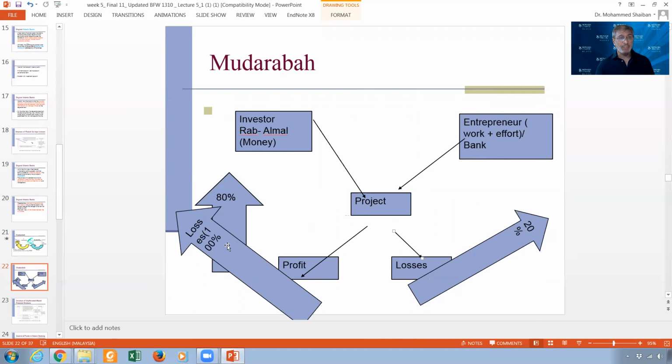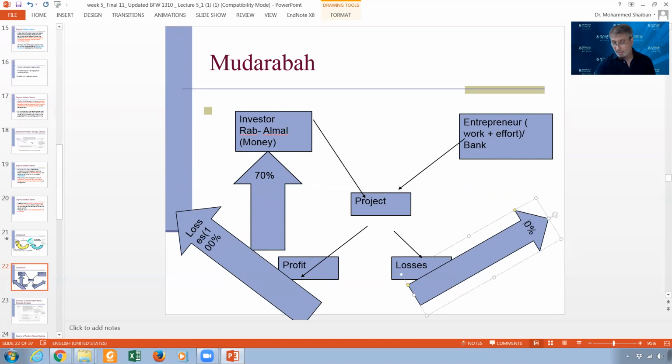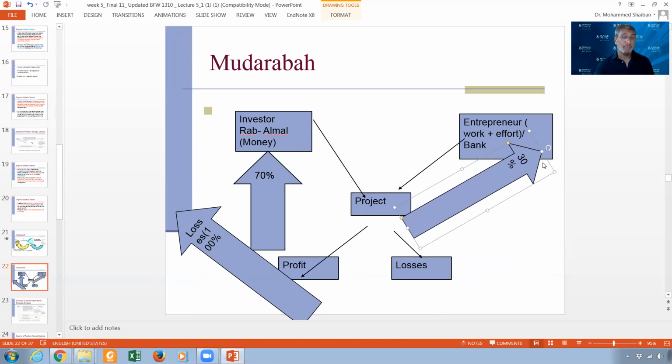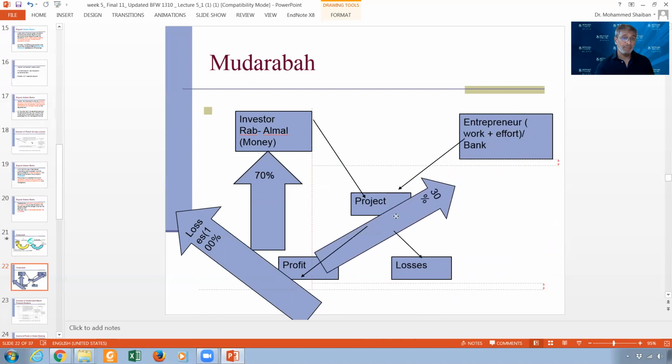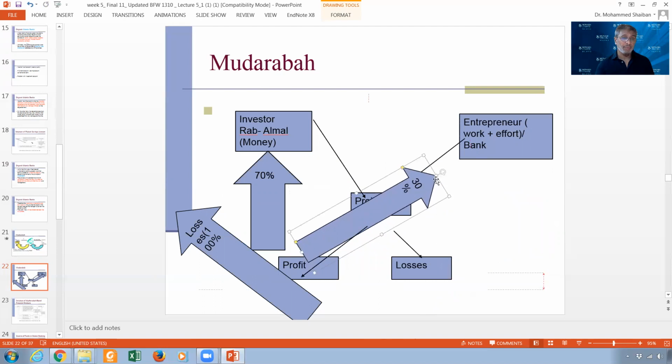Now, if it is profit, we said 70%, we can say 80%, but we can say 70% goes to the customer, the investor, and 30% goes to the bank, which is the entrepreneur. This is when there is a profit. What about when there is losses?